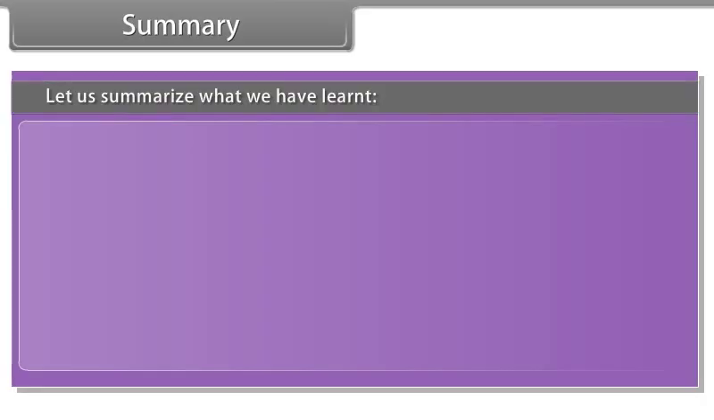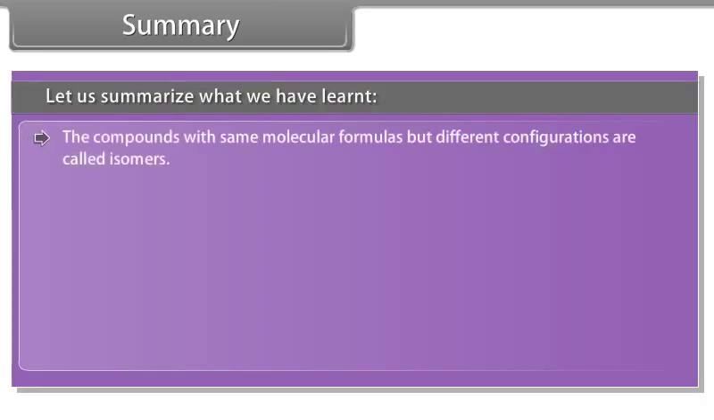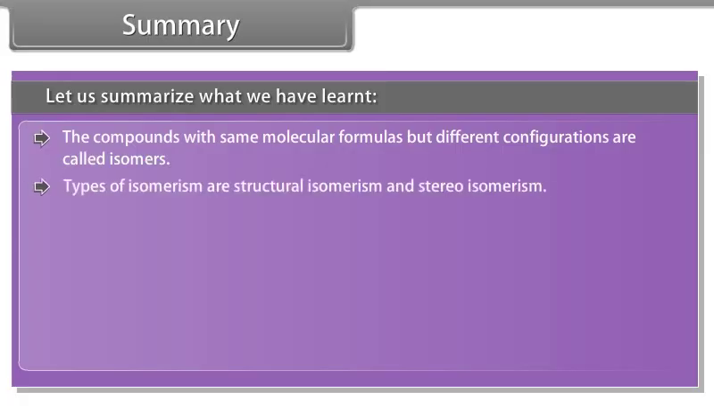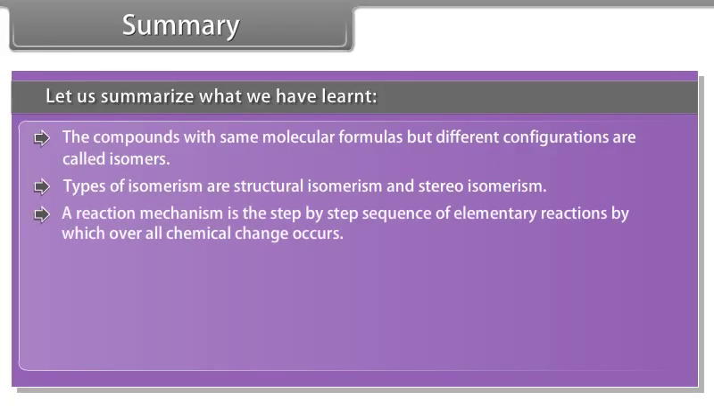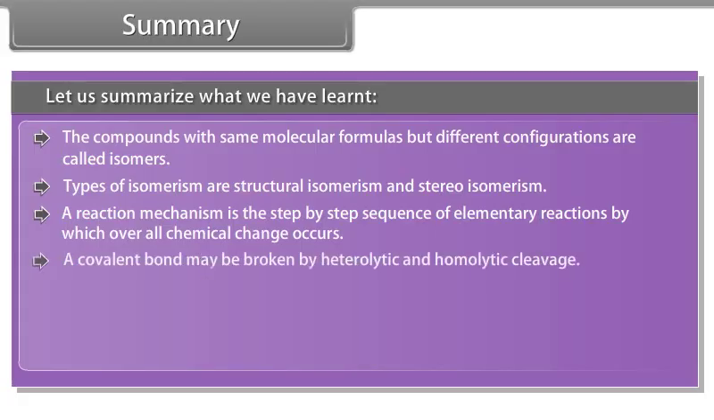Summary. Let us summarize what we have learnt. The compounds with the same molecular formulas but different configurations are called isomers. Types of isomerism are structural isomerism and stereoisomerism. A reaction mechanism is the step-by-step sequence of elementary reactions by which the overall chemical change occurs. A covalent bond may be broken by heterolytic and homolytic cleavage.